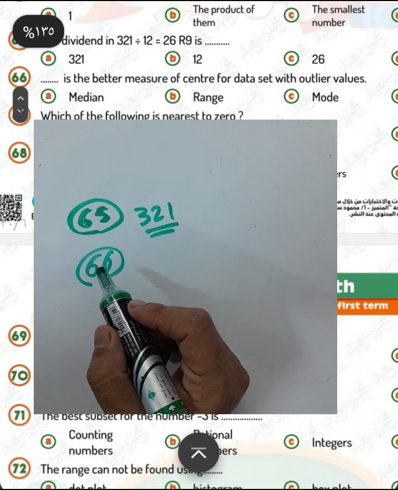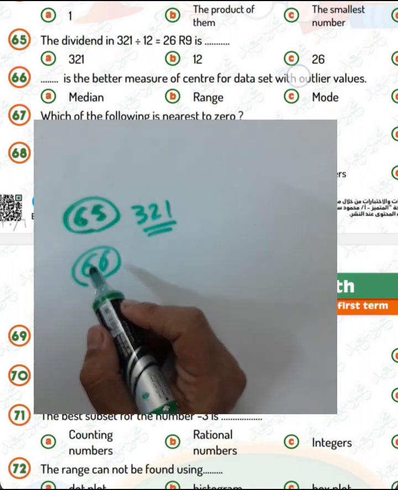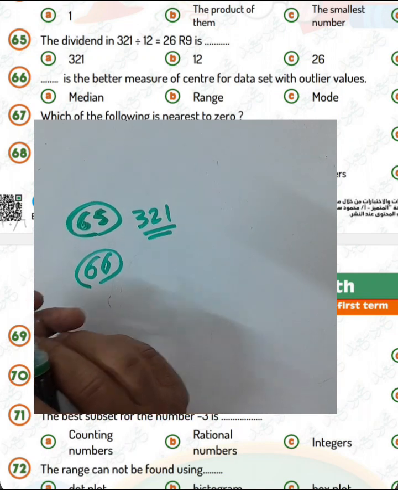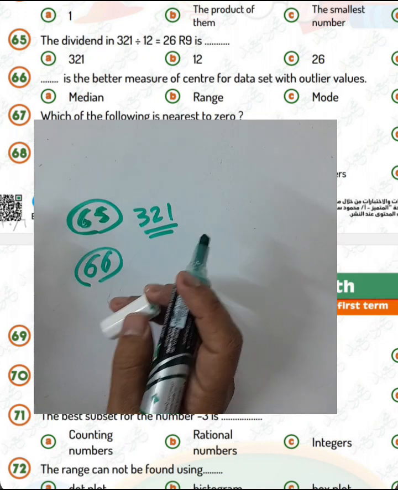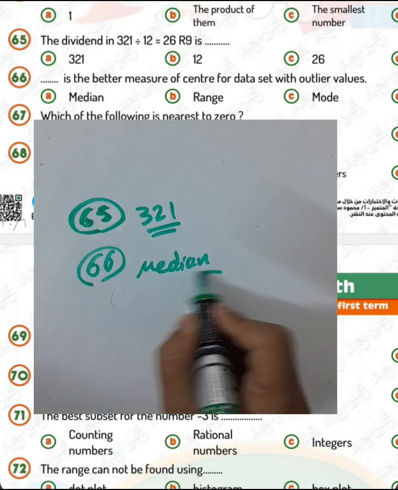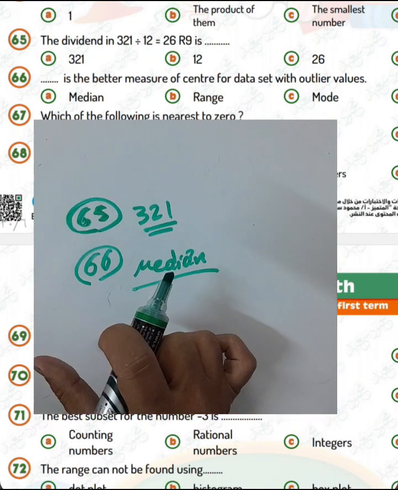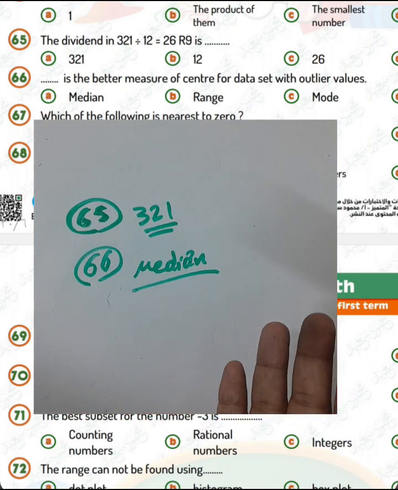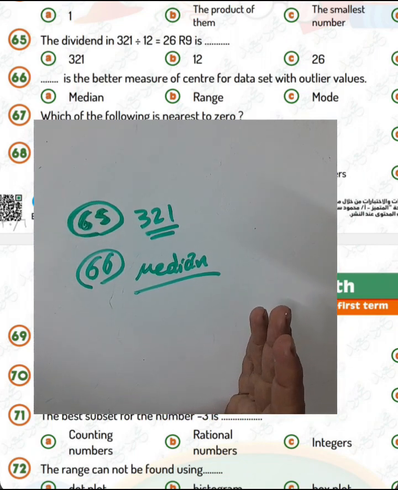Space here is the better measure of the center of the data without outlier. Without outlier we have the mean, but with outlier we must use the median. If we have the outlier value, you will find a different result for the mean. So you must choose the median. If we have outlier value, you must choose what? Median. You will get the exact number if you use the median. But if you find the mean of all values where the outlier is in the number line, greatest or smallest, it will change the value of the range.